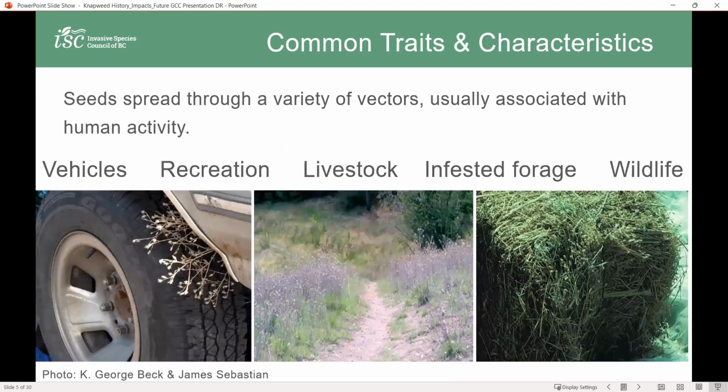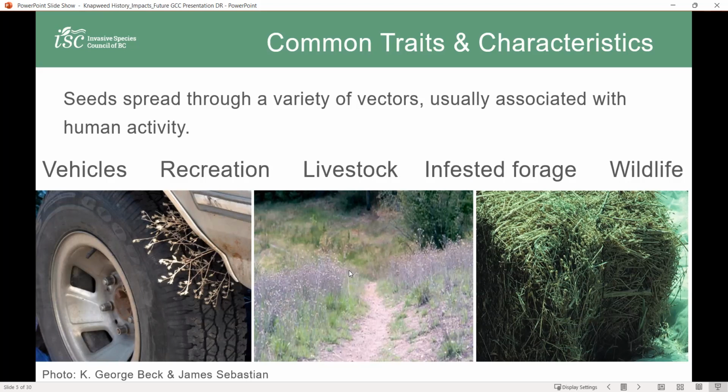The common traits and characteristics are that seeds spread through a variety of vectors and pathways, usually associated with human activity: vehicles, people who are recreating, hikers, campers. Livestock also spread the seeds. Knapweed baled up in infested forage is often a source of spread, or has been over the years, and of course wildlife. We can do a lot to mitigate the spread of knapweed through the first four activities.